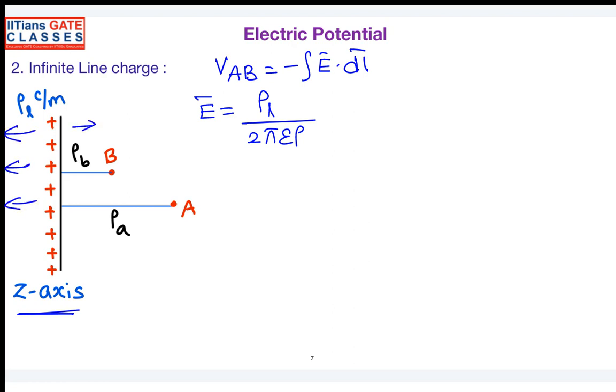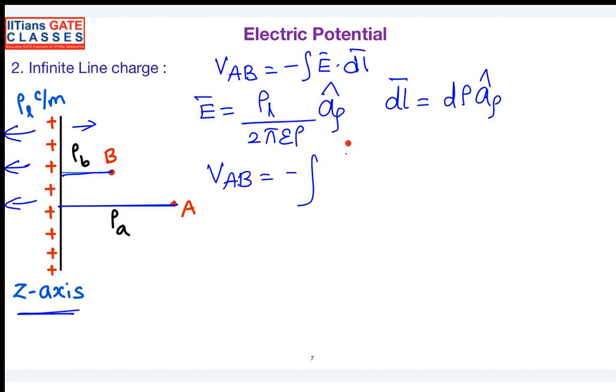Since the line charge is located on the z-axis, the radial direction is nothing but rho cap, which represents the direction. When you are moving from point B to point A, point B is at a distance of rho B and point A is at a distance of rho A. So there is a change in rho, d rho into rho cap, and you can integrate that. Hence VAB is equal to minus integral of rho L by 2 pi epsilon rho into d rho, where the lower limit is rho B and the upper limit is rho A, B to A.